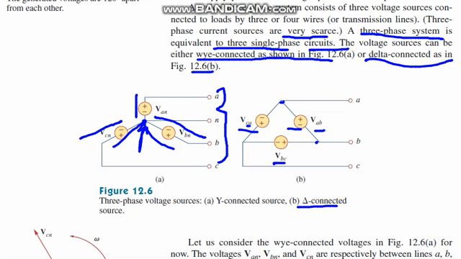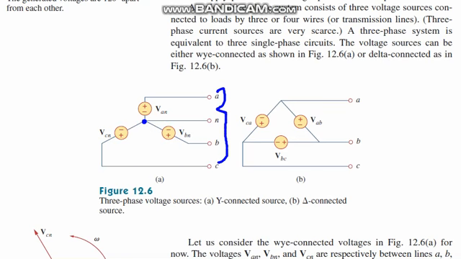So if a problem says it is a three-phase three-wire system, that means a delta connected source. If a problem says it is a four-wire three-phase system, you can just be sure that it will be a Y connected source. So these are the two connected sources that we basically have to know.